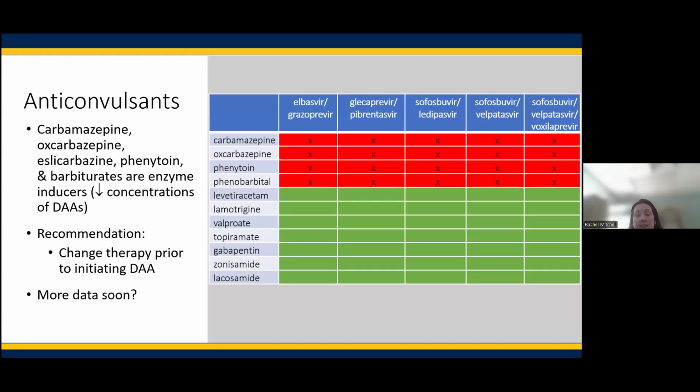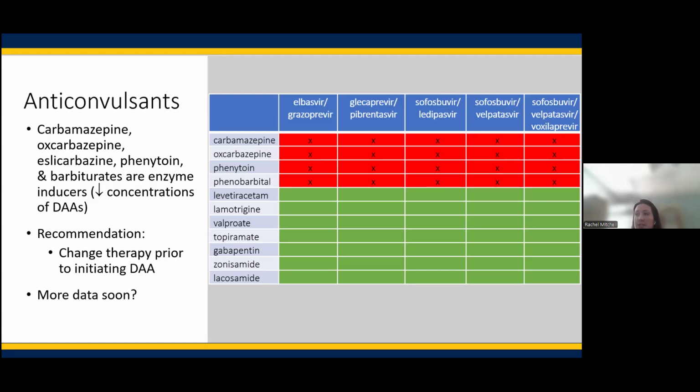All right. This is the easiest slide to make because it's just one color across the top here. Your anticonvulsants, primarily the carbamazepine, oxcarb, phenytoin, and phenobarb that are across the top here, are all enzyme inducers. This is primarily your cytochrome P450 metabolic enzymes, as well as P-glycoprotein, which is an efflux pump. So you're chewing up the drug faster and evicting it from the body faster. All the DAAs that are commercially available, their package insert says do not co-administer these.